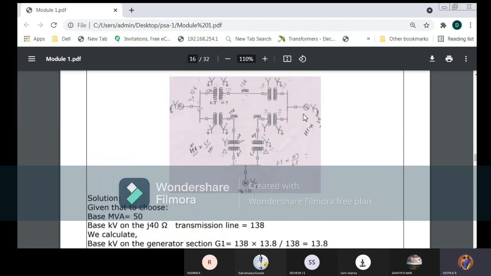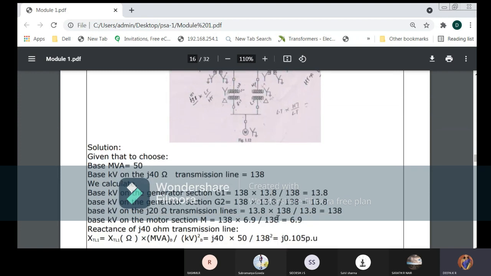Second case here, this is generator 2. Generator 2 again, what is the combination you are having? Star. It is 13.8 into 138. Is it correct? So what is the transmission line value? What is given? 138. Again, the ratio you have to write as 13.8 by 138. So again 138 gets cancelled and you are going to get 13.8. Fine. So next one, we need to find out the base KVA on the J20 transmission line.